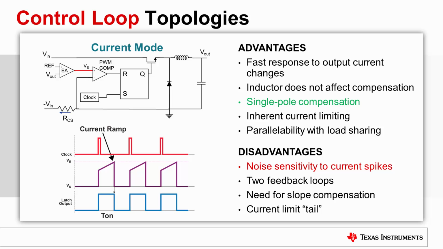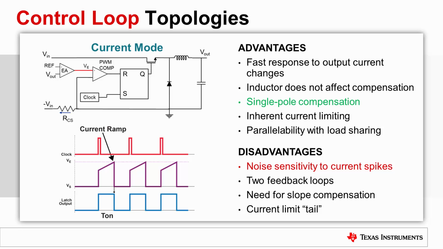The final control topology to be discussed is current mode control. Current mode is straightforward and resolves the compensation challenges of voltage mode, but it has drawbacks of its own. Current mode controllers are synchronized to a clock as in voltage mode control. At the start of every clock cycle, the control switch is enabled, delivering energy to the inductor.